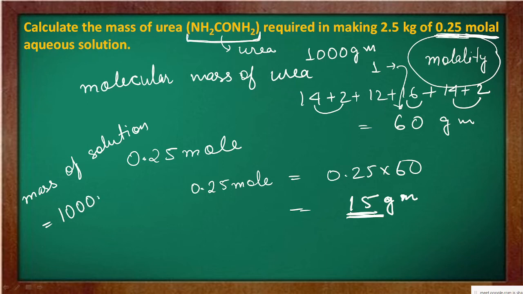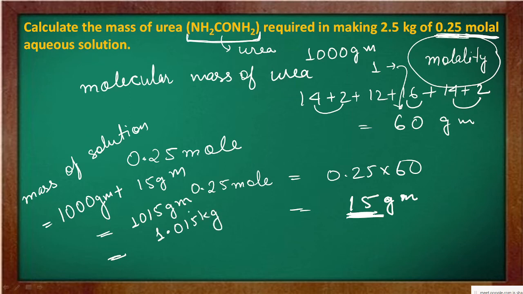will be how much? You had 1000 gram from before, and in that you are adding 15 gram. So this will become 1015 gram. Converting this to kg, you will get 1.015 kg. Now when the total mass of the solution is 1.015 kg, you require 15 gram of urea. Then when the total mass will be 2.5 kilogram, what is the amount required?